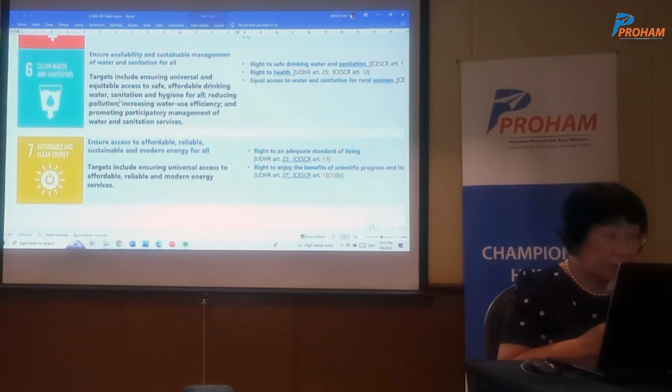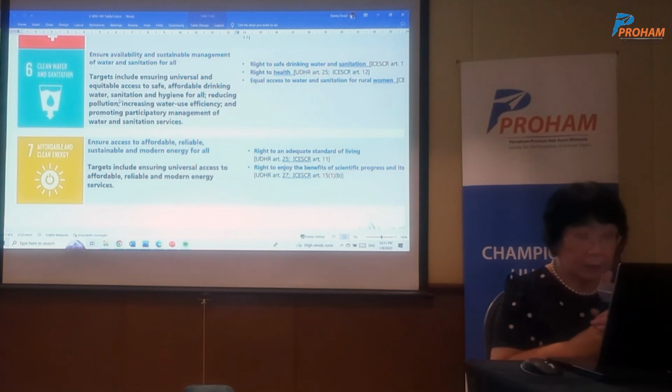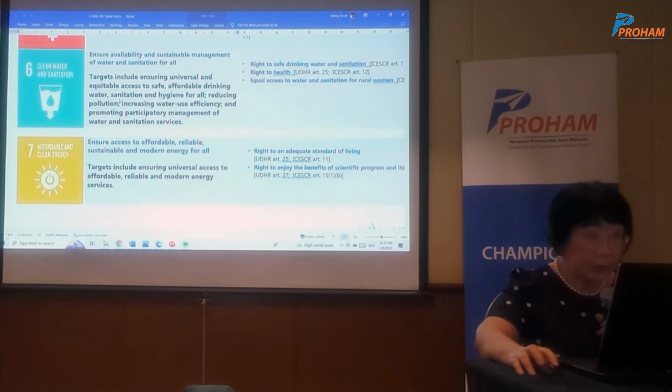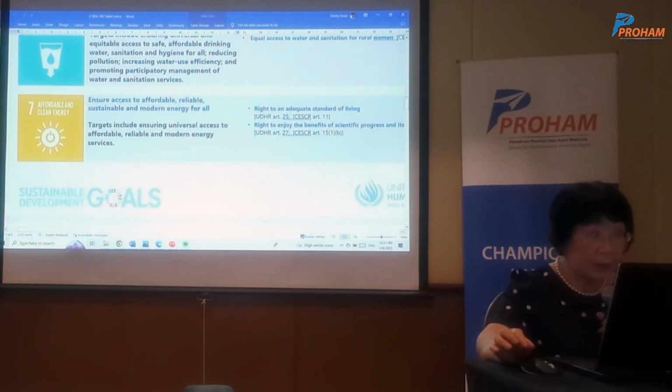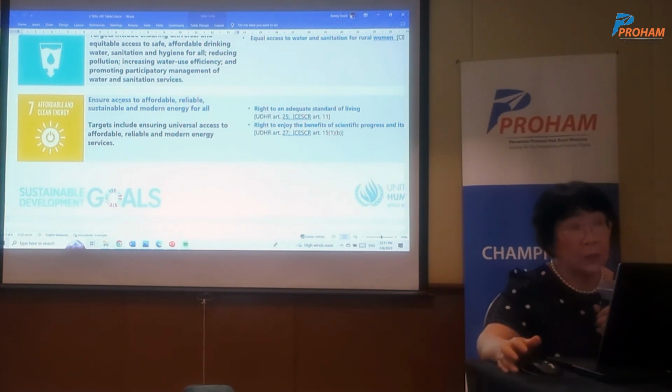SDG 7, access to affordable, reliable, sustainable, and modern energy for all. So we should be really going for renewable energy. I think we are quite slow in this, because Malaysia is one of the biggest exporters of solar panels, and yet we are not the leading producer of solar energy.